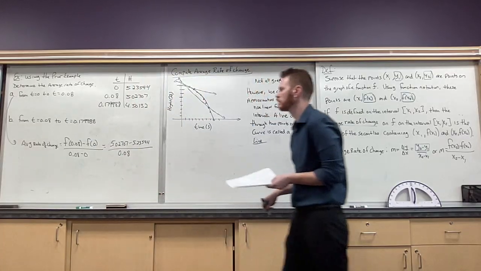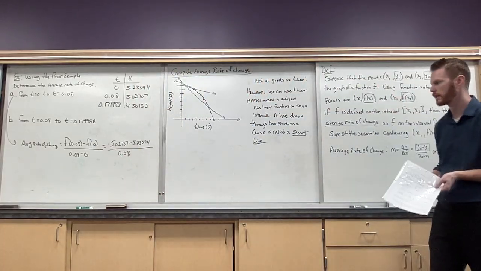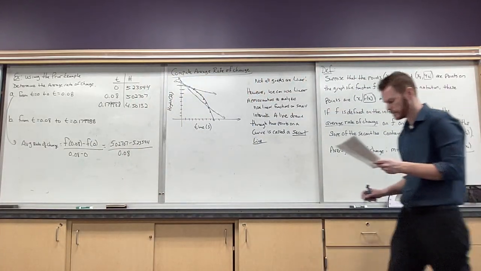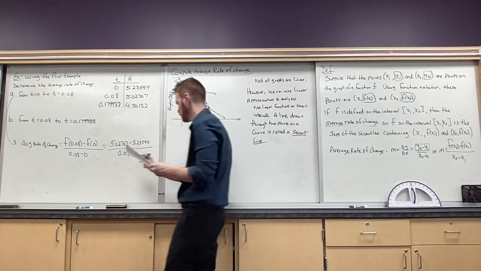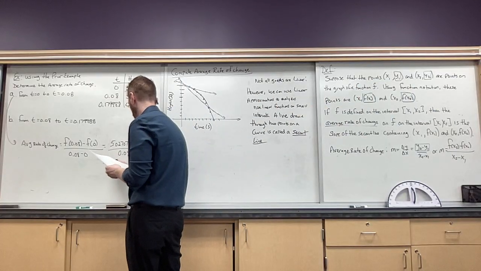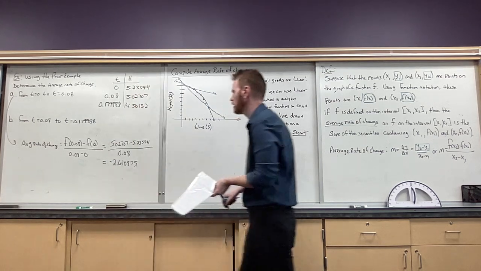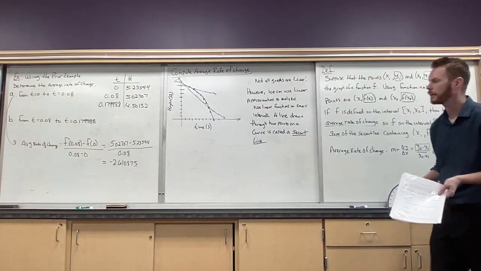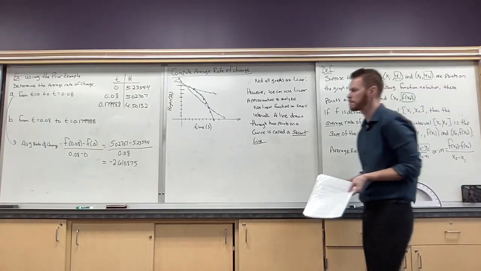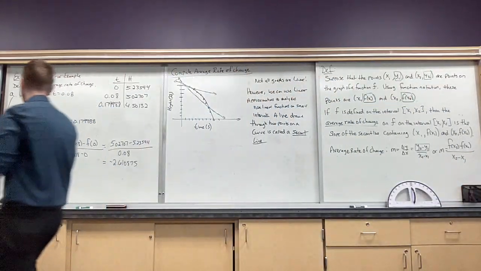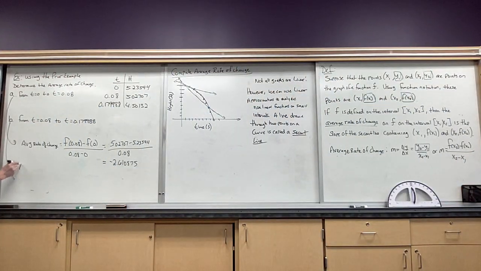Okay, so I just plugged in the y values from the chart. That's all I did for the next step, just a little substitution. I'm going to be out of space, but we're still going to try and fit it in here. So we get negative 2.610875. Okay? And then for part B, I'll put underneath here, so average rate of change. So f of this lovely number.